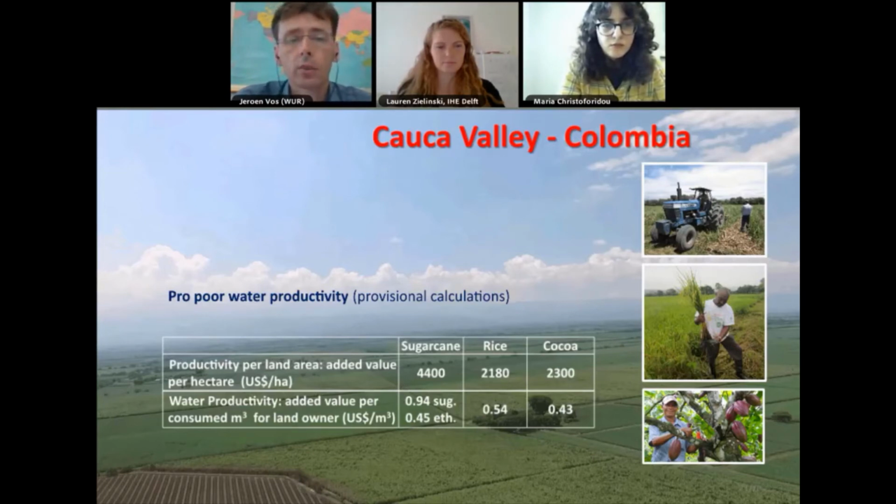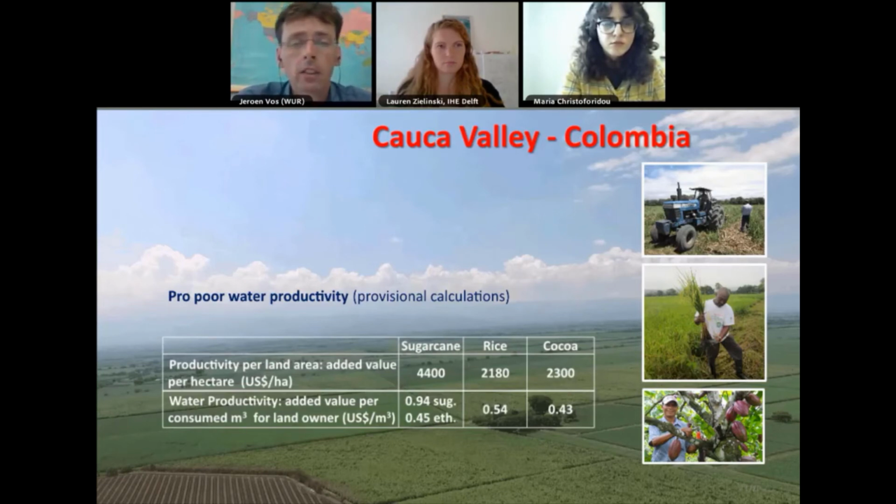But here I have to say that we actually came across a big challenge, because cocoa is not irrigated. So how are we going to calculate or estimate the productivity of water in cocoa? Do we calculate the precipitation being taken up and used, evaporated by the crops, or do we calculate the marginal returns, so the extra returns, if we would irrigate the cacao plantations in a dry year?